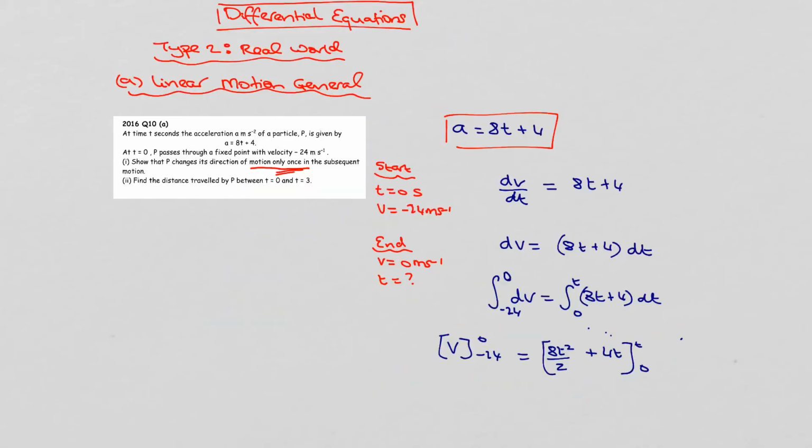So for the second part of the question, it wants us to find the distance. So it's the distance between our limits of t is equal to 0 and t is equal to 3. So in other words, if we're looking for distance, our limits are in terms of s and t. So of course we can't get s and t from our a here, but if we can find our velocity equation, then we can use our velocity equation is equal to ds dt.